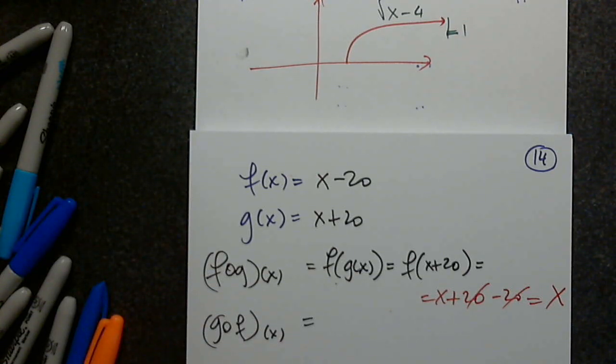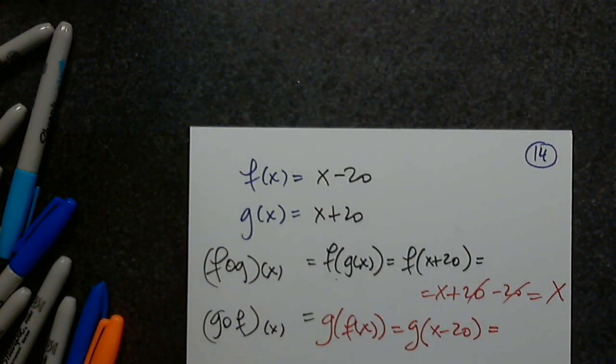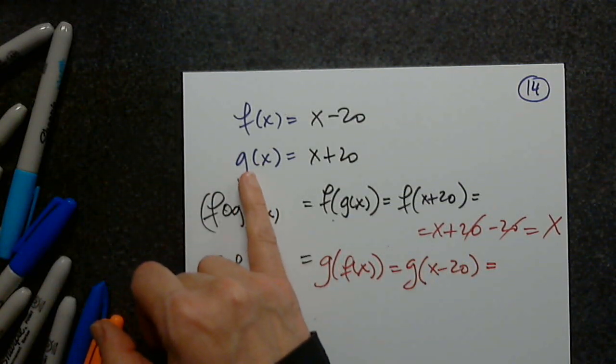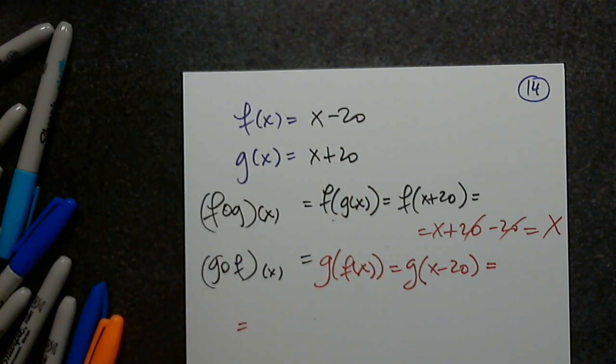Good. So let's look at the other one. Stop me if you have questions, please. g of f of x, which is x minus 20. Now it's g of whatever. And look at what g says. g of whatever is whatever plus 20. x minus 20 plus 20.